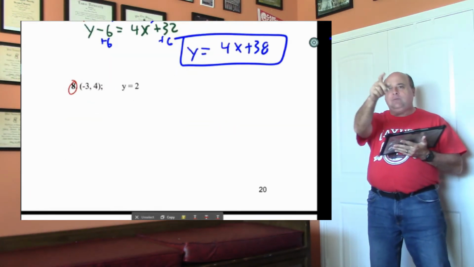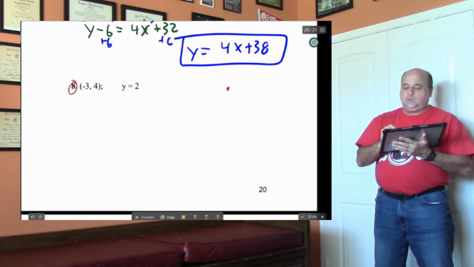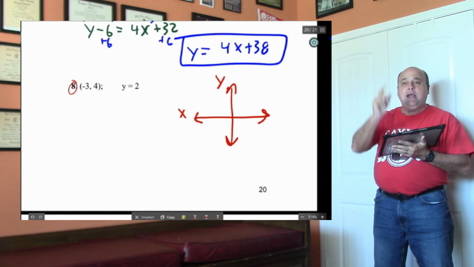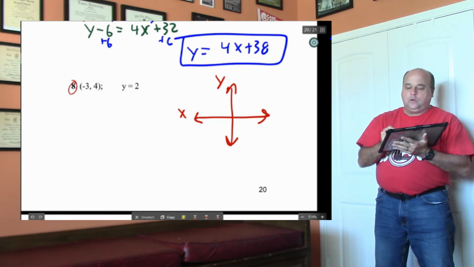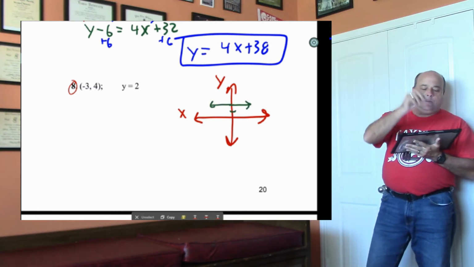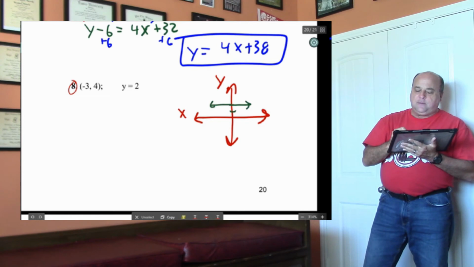Same thing again. Draw an XY axis. Okay, X and Y. And then draw the line Y equal 2. So 1, 2, I have this line right here. That's Y equal 2. Now then, let's plot the point, negative 3, comma 4. So 1, 2, 3, 1, 2, 3, 4, negative 3, comma 4 is here.